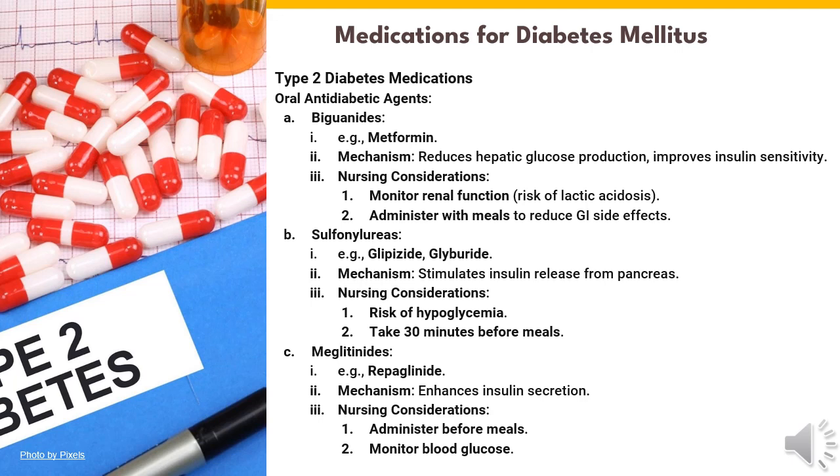Next one is meglitinides. An example is repaglinide, which enhances insulin secretion. Nursing consideration is to administer before meals and closely monitor blood glucose levels. As healthcare professionals, it is essential to understand these medication roles, how they interact with the body, and the necessary precautions to ensure patient safety and efficacy of treatment.